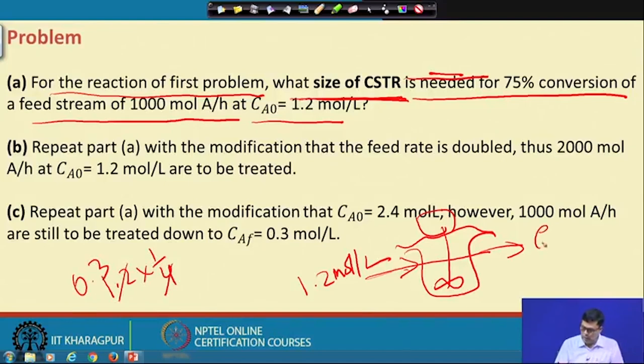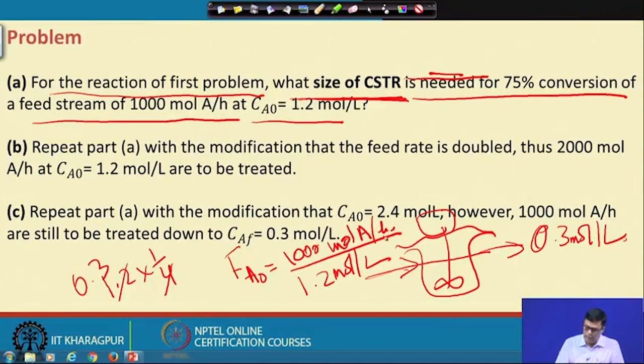So here it is 0.3 mole per liter. Am I right? So in this reactor for 75% conversion, and what is FA0? FA0 is equal to 1000 moles of A per hour. This is given here. So you have to find out what volume of the CSTR is required.